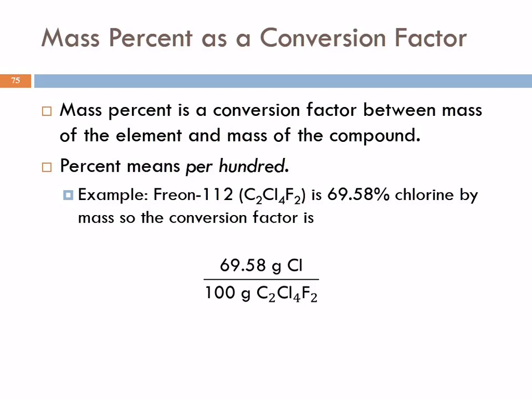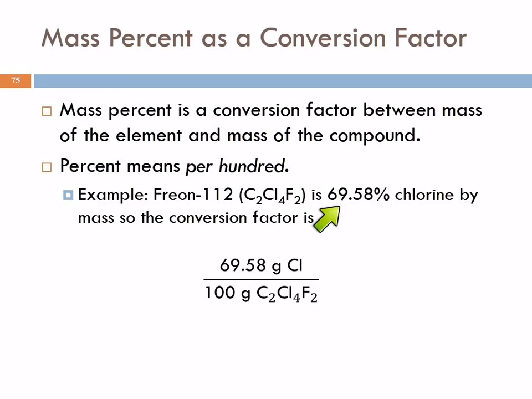This percent means 69.58 grams of chlorine per 100 grams of the compound. If you did the online homework, you came across a very puzzling problem involving lead and galena ore and these percentages and efficiency, and a lot of you went, what? Yeah, that was supposed to kind of push you and make you uncomfortable.